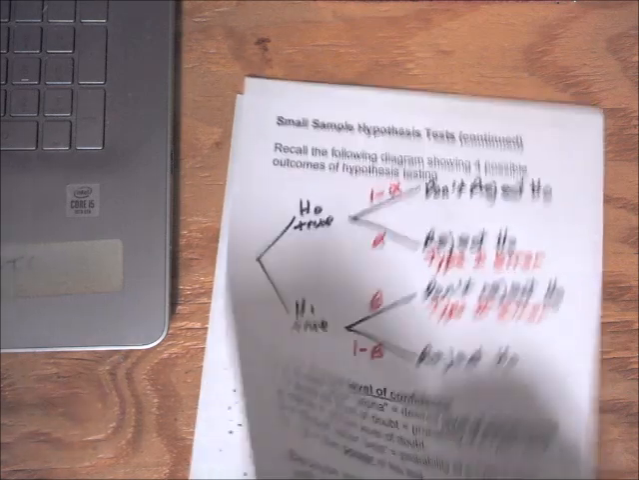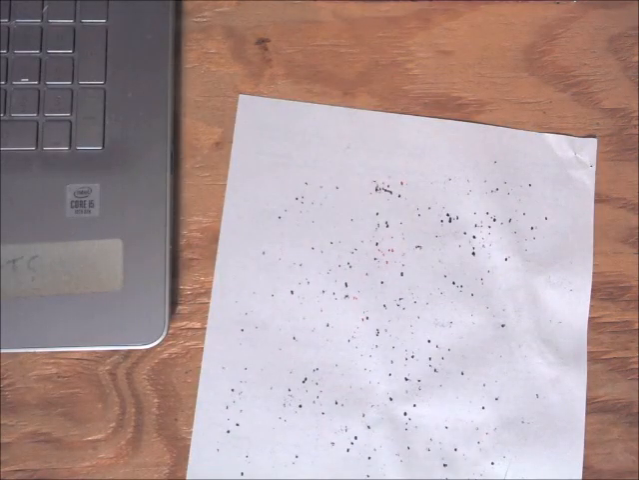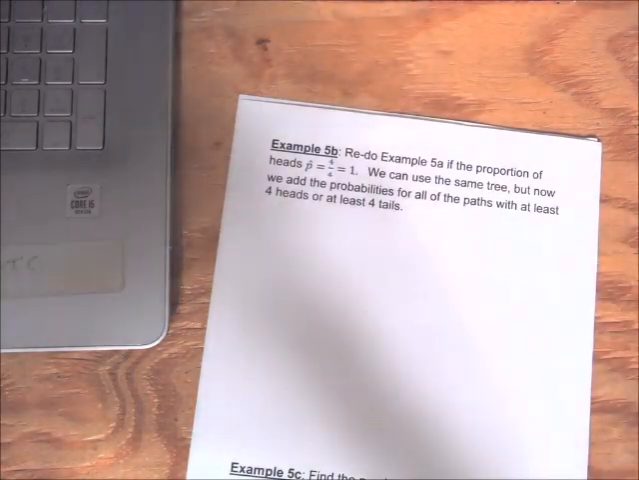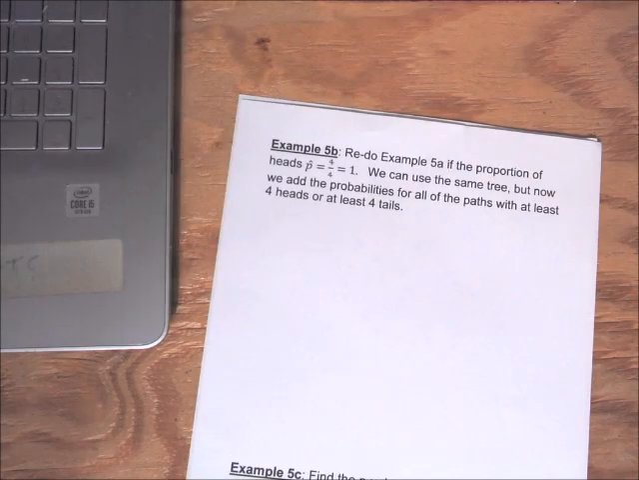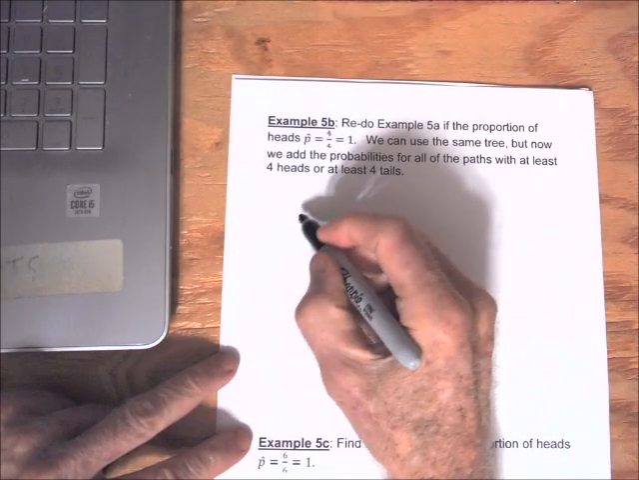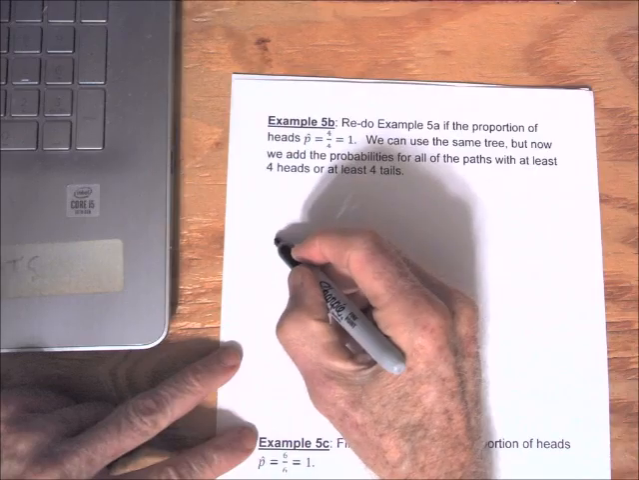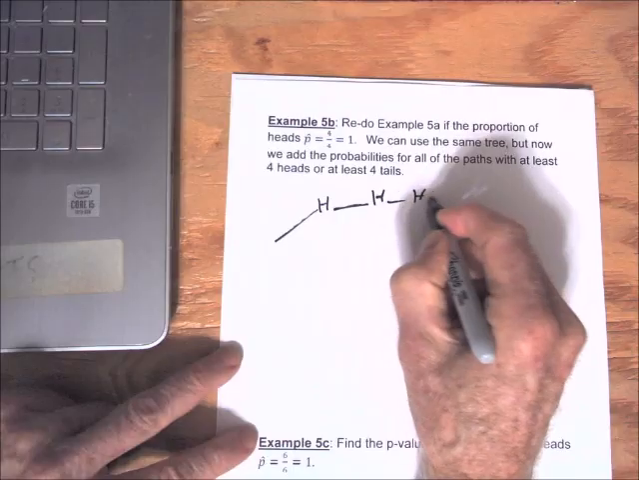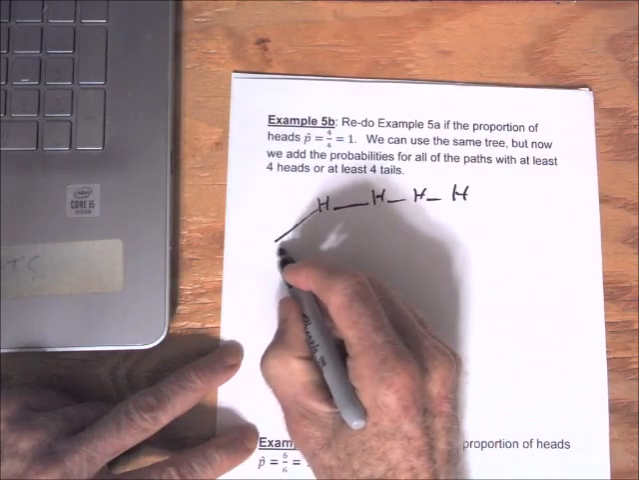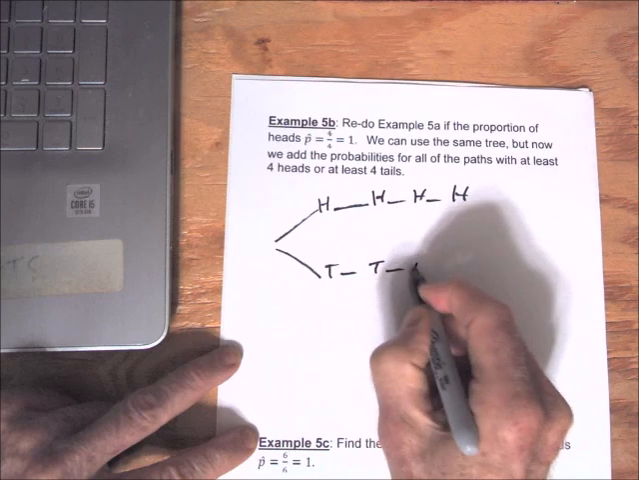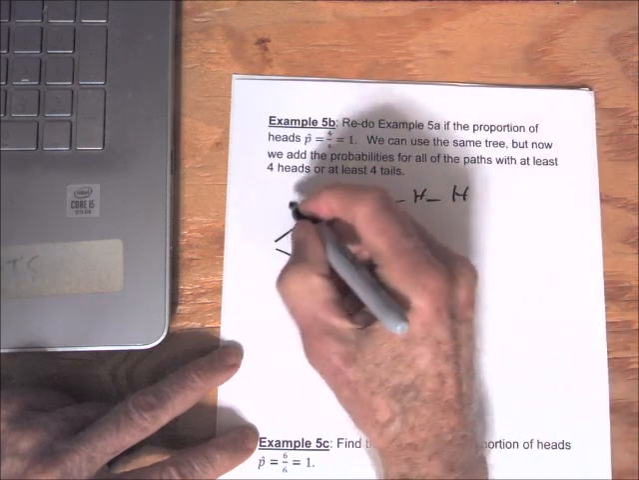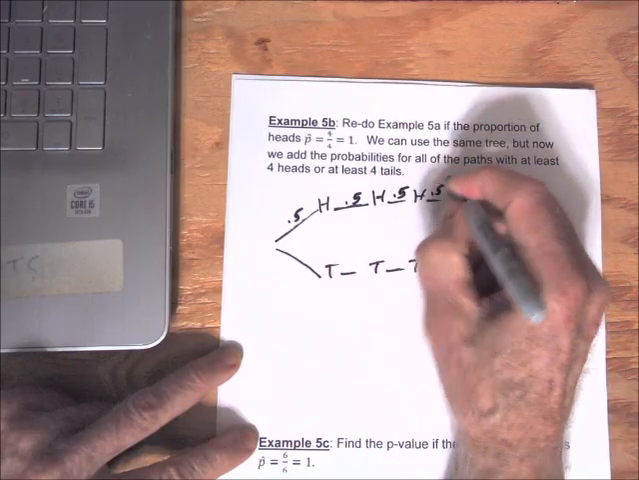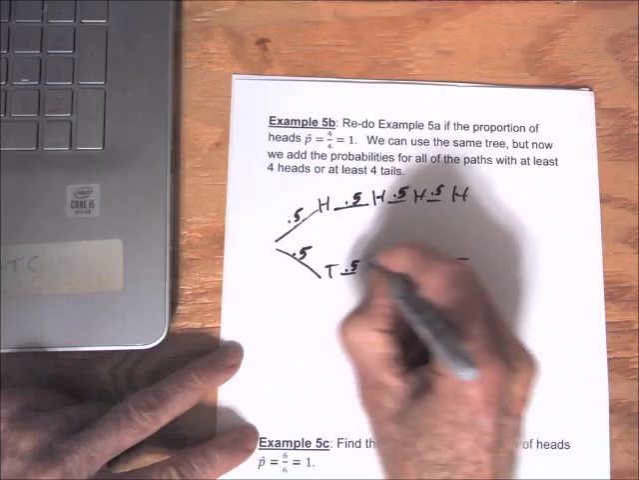Okay, so let's redo this example if the proportion of heads was 4 out of 4. So again, we don't need to do the full tree. We just need the paths with at least 4 heads or at least 4 tails. And so there's only one path, or actually 2 paths that we need to consider. Either the head, or tail. We need to look at both extremes. Again, these probabilities are all 0.5. Usually when they're all the same, I don't write them in, but I'll write them in here. These probabilities are all 0.5.